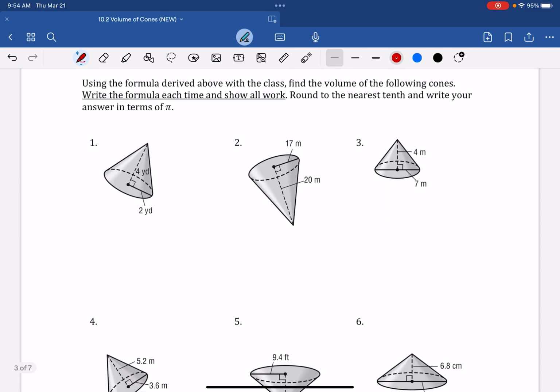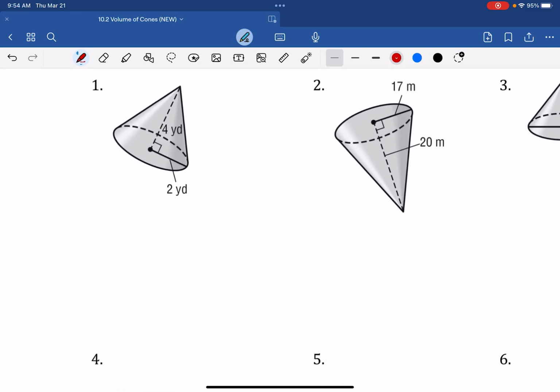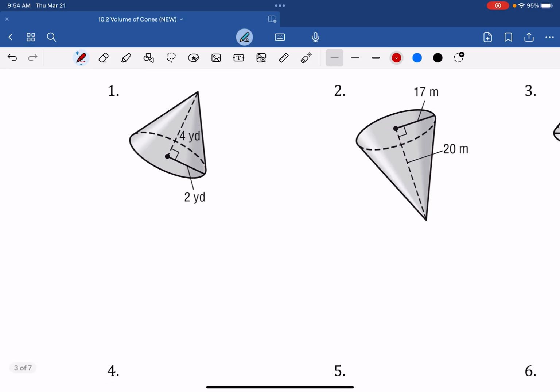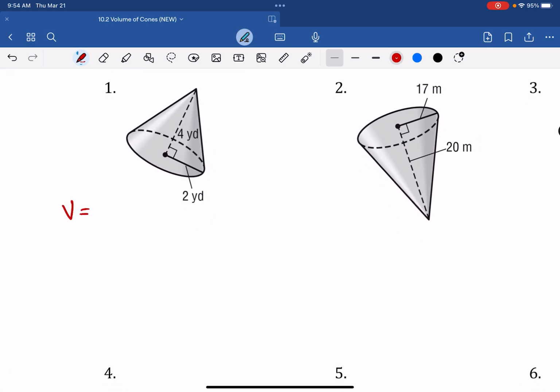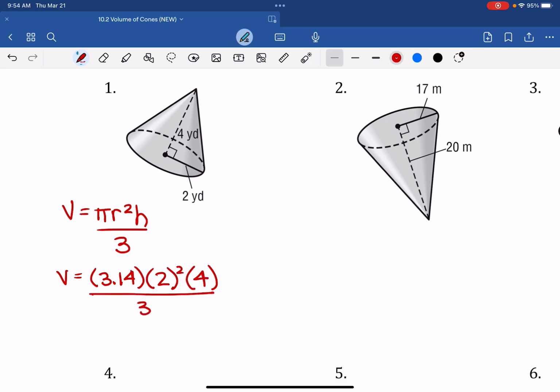So remember, each time you need to write the formula down. So let's start with number 1. So volume is pi r squared h divided by 3. So I'll plug in pi is 3.14, the radius is 2, and the height is 4. And then don't forget to divide it by 3 because it's 1/3 of a cylinder. So when you plug all that in your calculator, you should get 16.7 yards cubed.